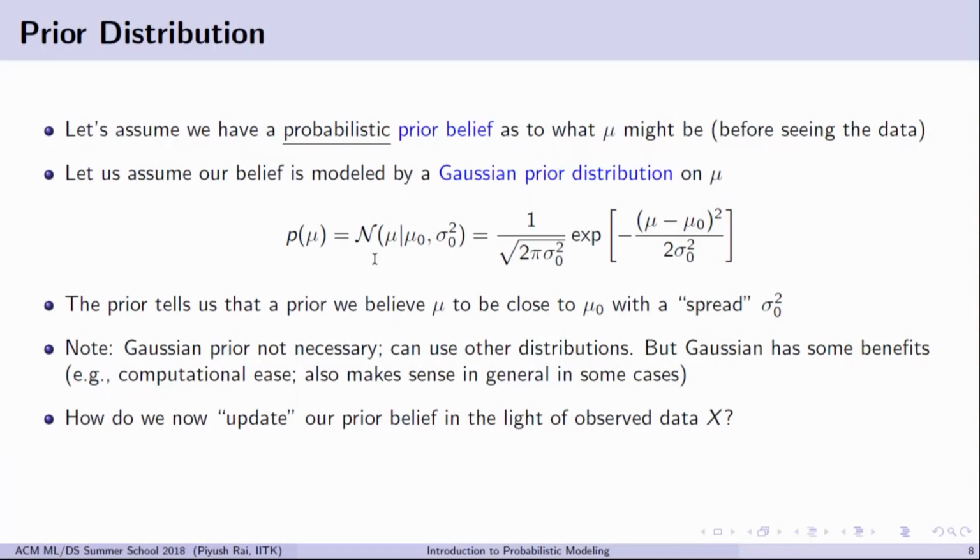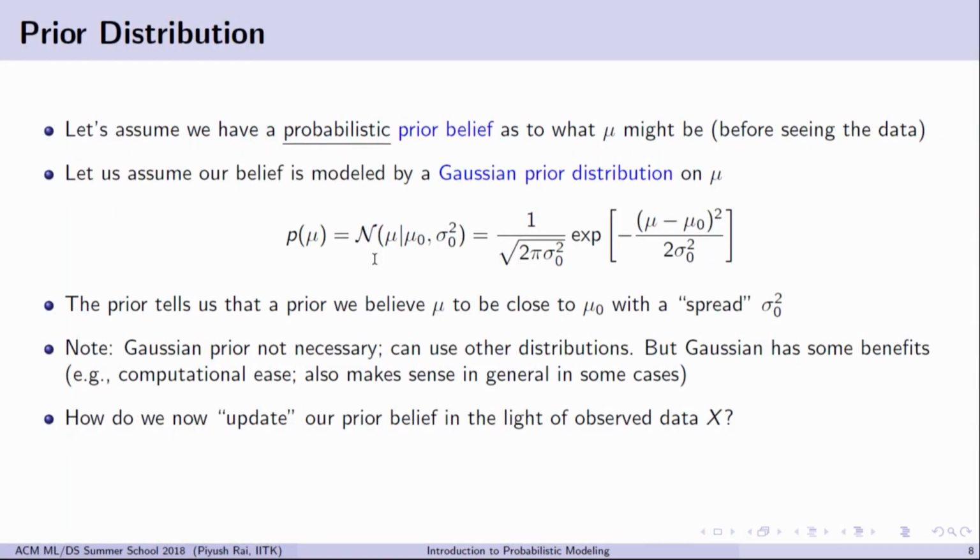Okay, so we have a prior distribution, which is basically our a priori belief about the parameter that we are estimating. So how do we now update our belief about the parameter once we see some data? Okay, so we start with no observations, right? We only have this belief that mu looks like it is coming from a Gaussian distribution. But once we have seen these n observations, x1 through xn, how do we update our prior belief?